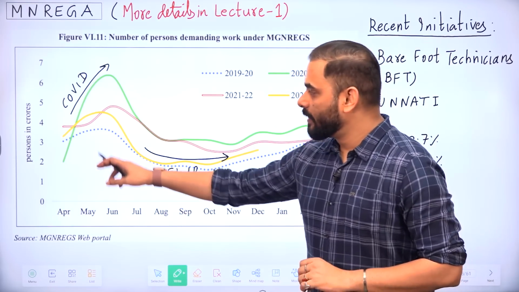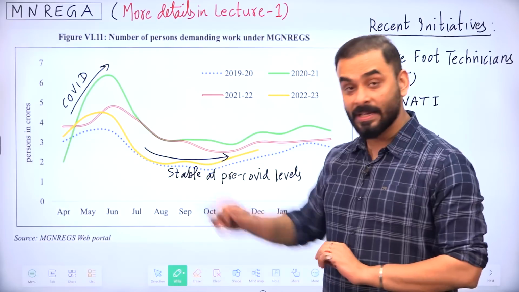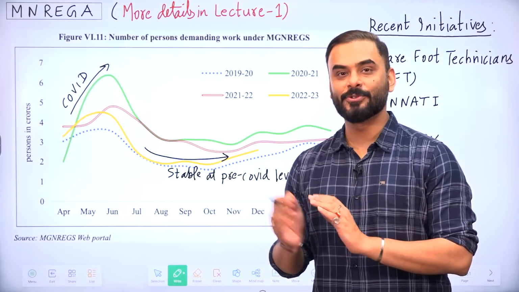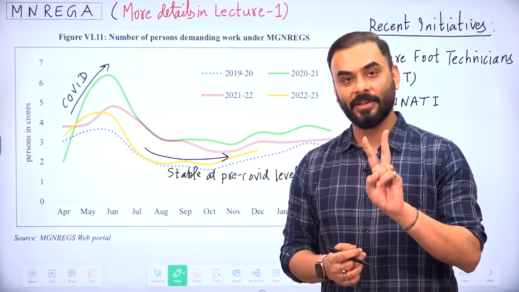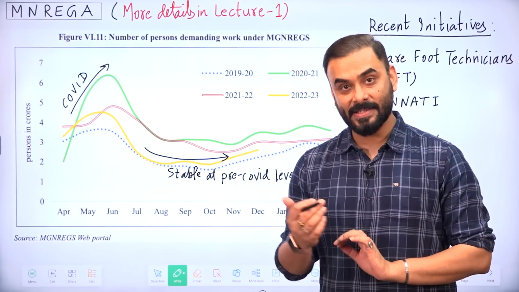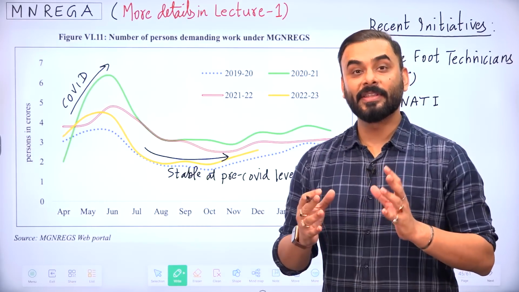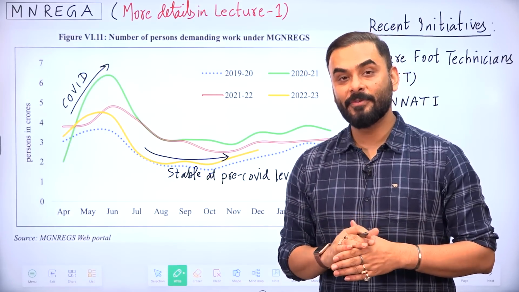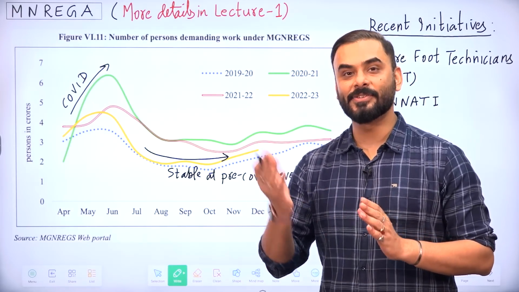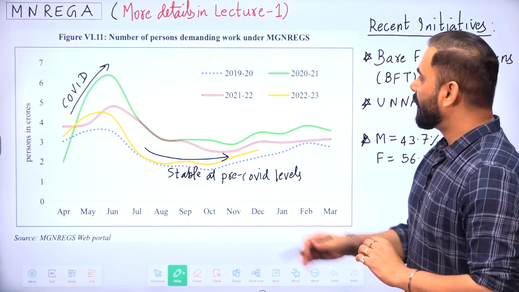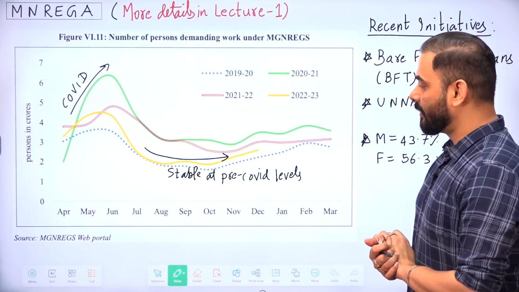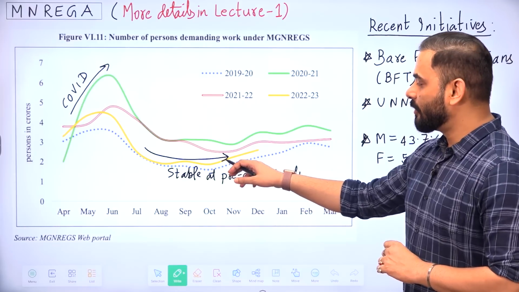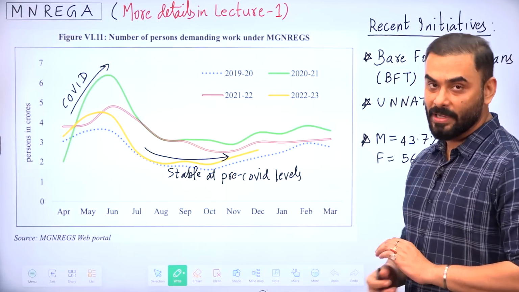You see, during COVID, the demand for Manrega job increased all of a sudden. Why? Because during COVID, workers were returning from cities and towns to their villages, and two kinds of activities were going on. One, agriculture, and second, Manrega related work. So whenever there is some sort of economic crisis or lockdown, etc., we observe that the demand for Manrega related work increases all of a sudden. But then we see that in the year 2022-23, the demand for Manrega jobs got stable and it got very close to the pre-COVID level.